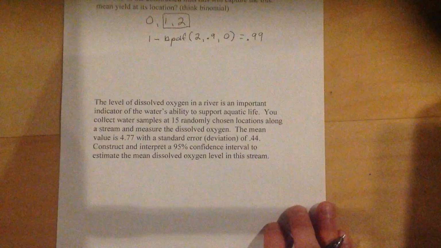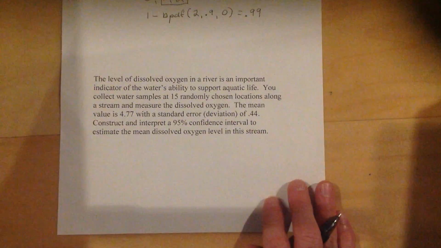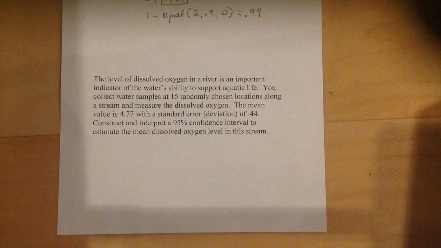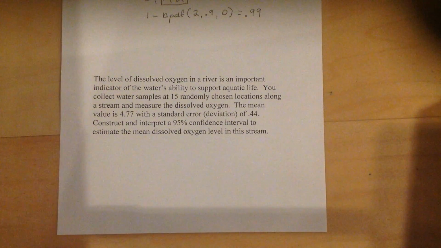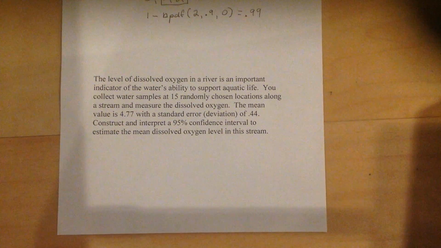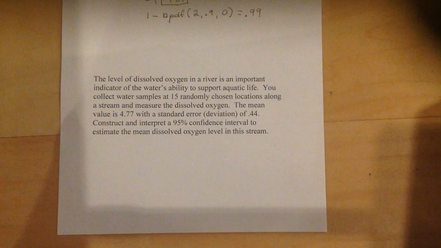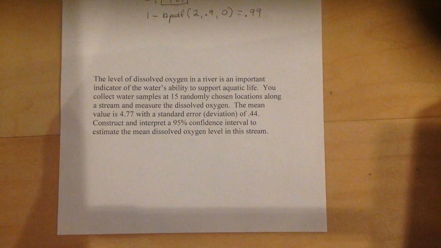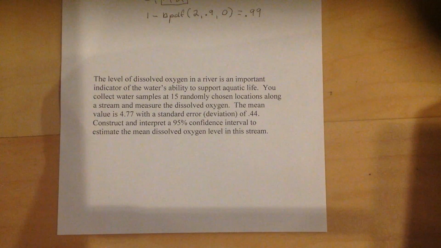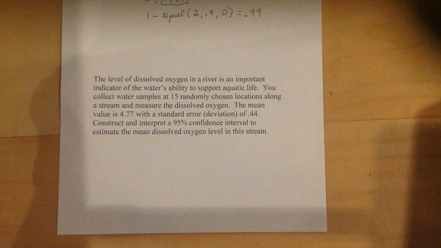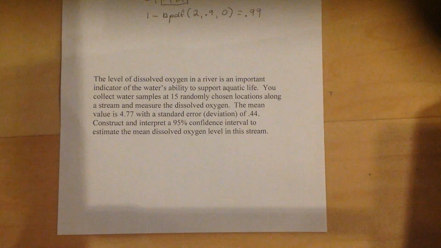The level of dissolved oxygen in a river is an important indicator of the water's ability to support aquatic life. You collect water samples at 15 randomly chosen locations along a stream and measure the dissolved oxygen. The mean value is 4.77 with a standard deviation of 0.44. Construct and interpret a 95% confidence interval to estimate the mean dissolved oxygen level in this stream.